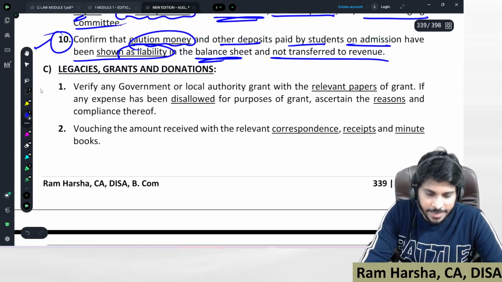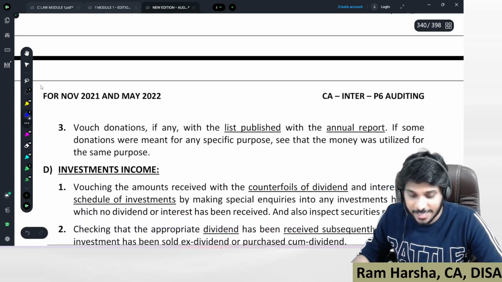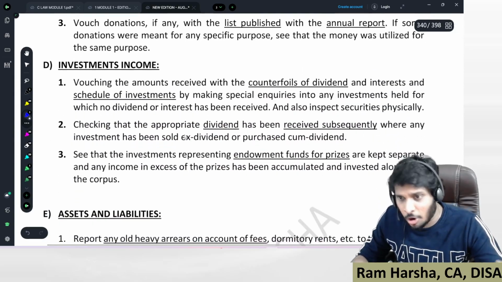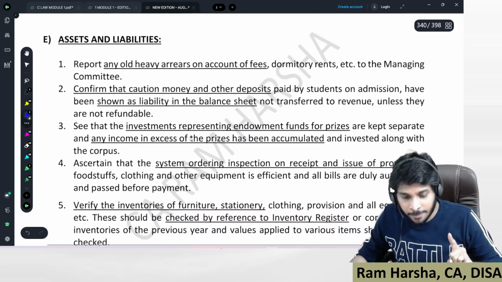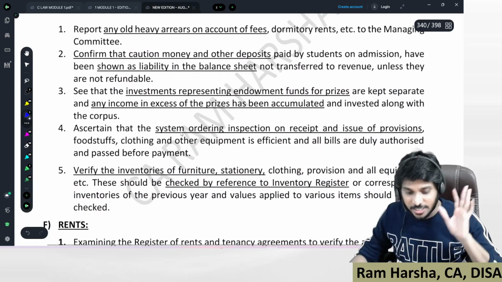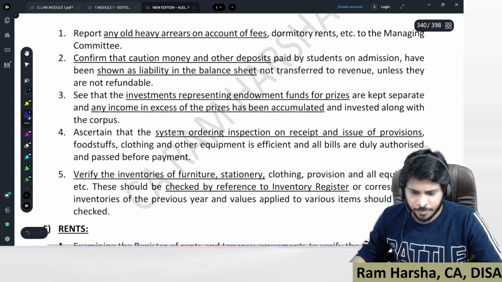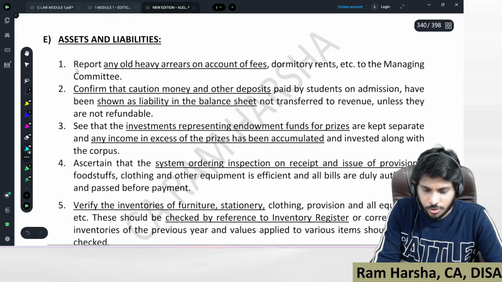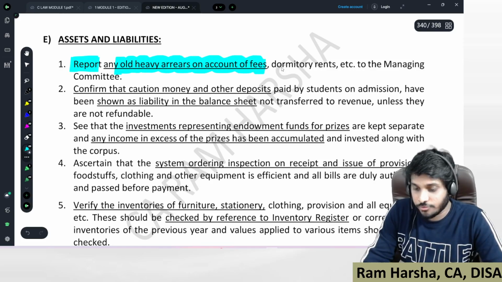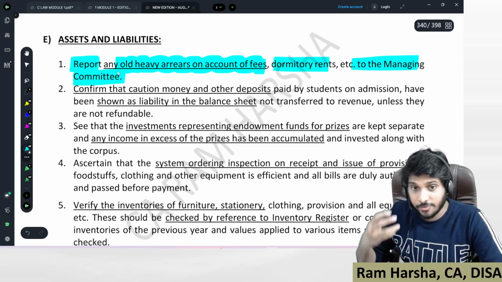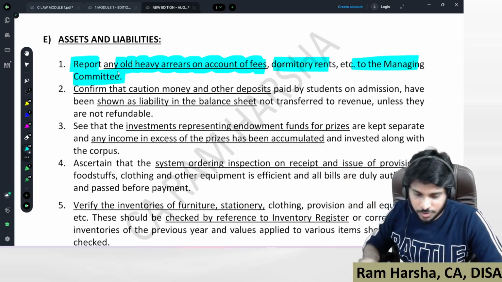Next, coming to the education institute, it might receive legacies, grants and donations, same as a charitable institute, copy paste only. Investment income, same as a charitable institute, copy paste only. Assets and liabilities, this I will explain. So for an education institute, the auditor has to report any old heavy arrears on account of fees, dormitory rent to the managing committee. So we have to report any heavy outstanding arrears.